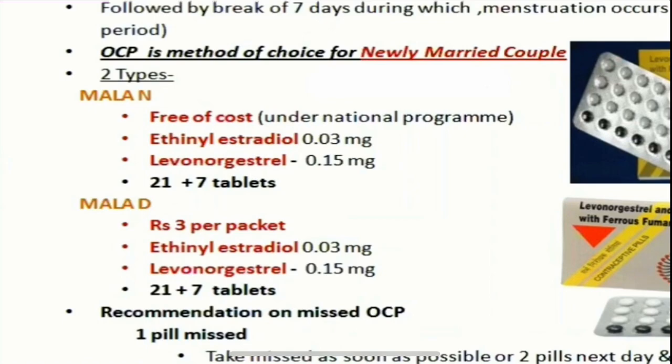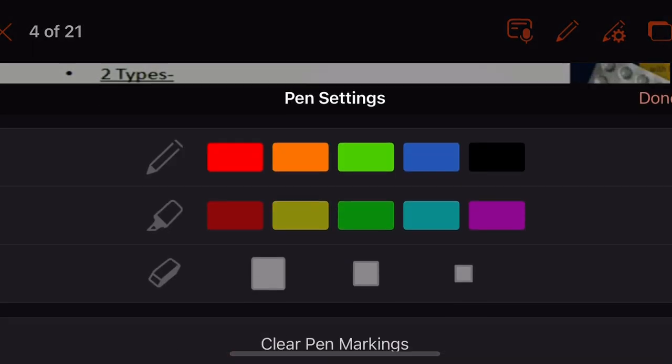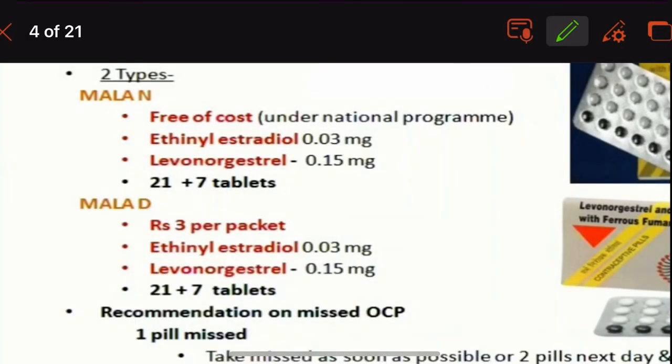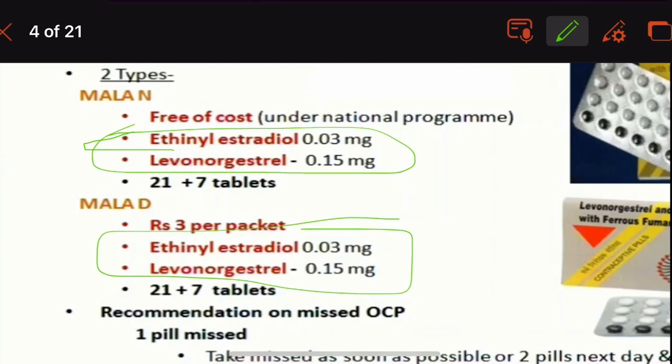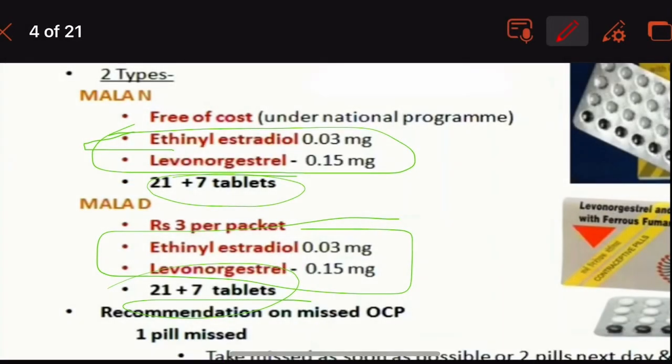And moving on to Mala D. Mala D is rupees 3 per packet. It also contains ethinyl estradiol 0.03 mg, levonorgestrel 0.15 mg, 21 plus 7 tablets just like in Mala N. So what is the main difference? You can see here the content, ethinyl estradiol and levonorgestrel, is the same in both of them. The number of tablets is also the same. So where does the difference lie?